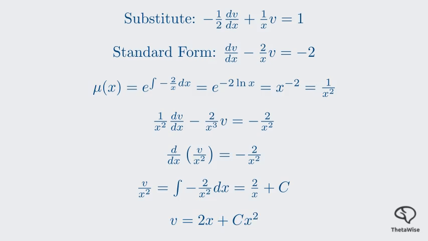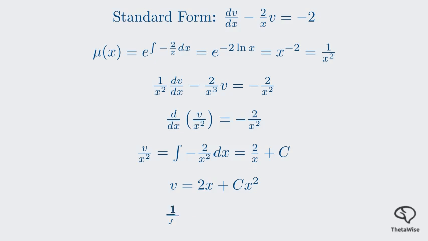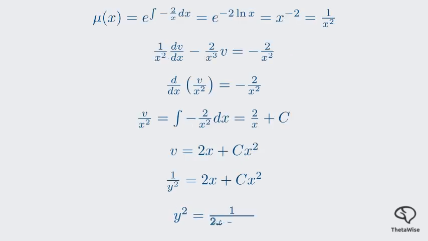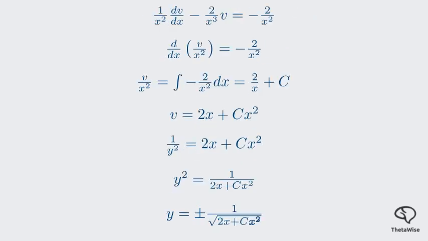Finally, we substitute back. Remember, v equals 1 over y squared. So 1 over y squared equals 2x plus c times x squared. Solving for y, we get y equals plus or minus 1 over the square root of the quantity 2x plus c times x squared. This example shows how the power of y can change the final form of the solution, but the method remains the same.